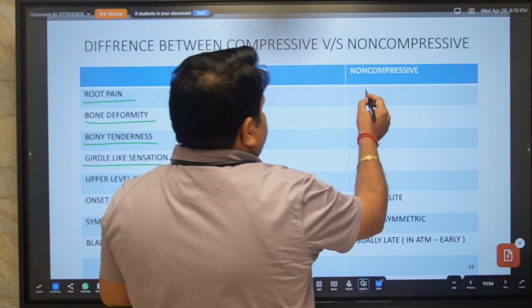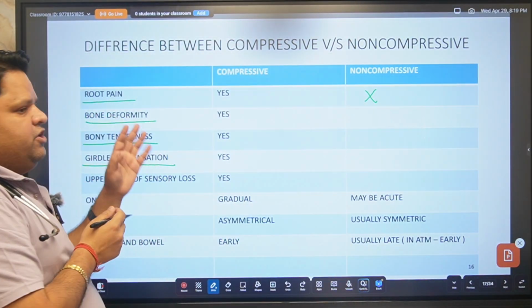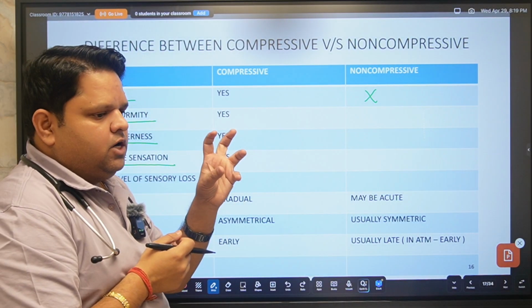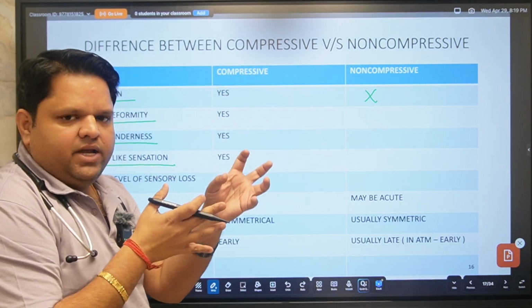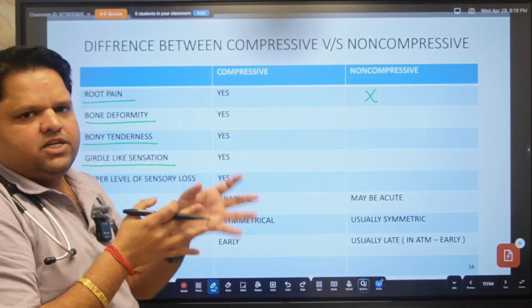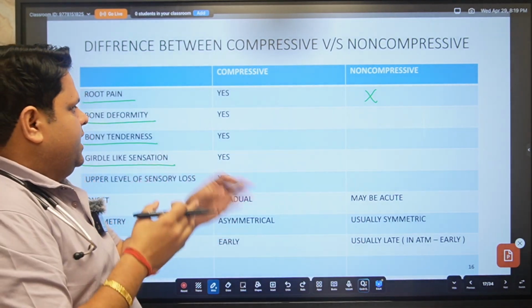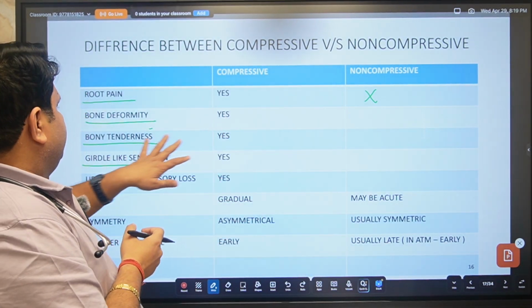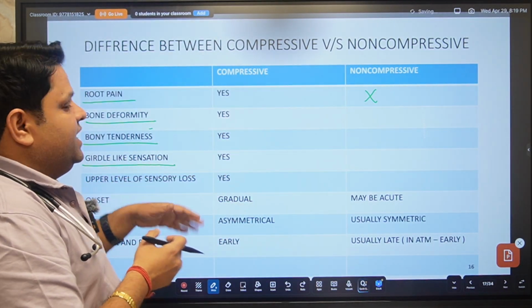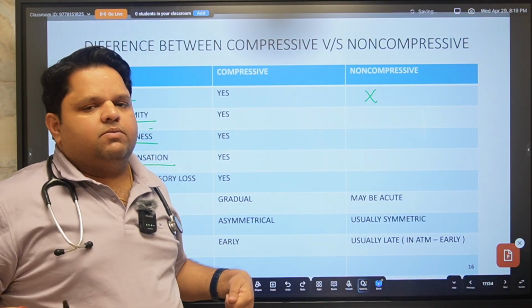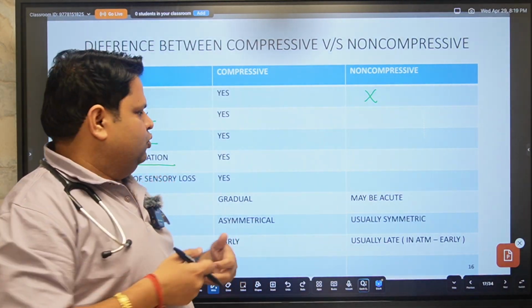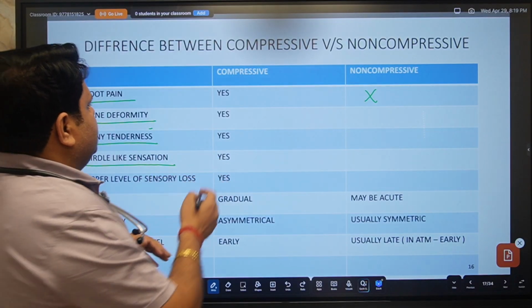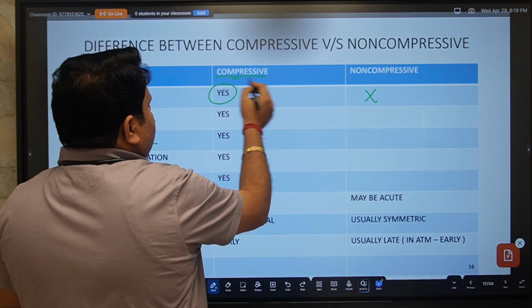In non-compressive myelopathy, there is no root pain. Bony deformity is due to involvement of the spinal canal or the bone of the spine, as in Pott's spine, metastasis, fracture, abscess; they cause bony deformity. Bony tenderness is also there, and girdle-like sensation, like the feeling of a rope binding around the thorax, is seen in the compressive type of myelopathy.